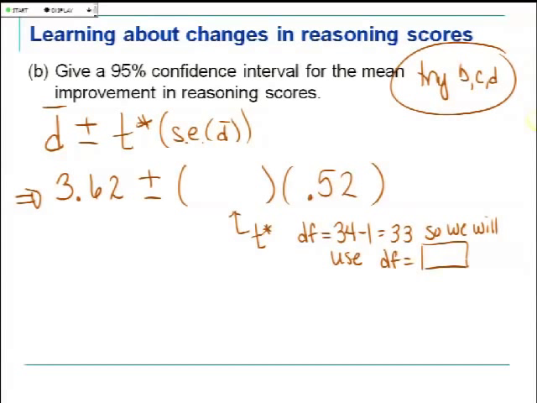30 is closer, but also the one we'll always use is to go back to the smaller. Because if you went to a larger value, you are assuming you have a little more data than you really do. And that might make your interval a little too narrow. So let's use the 30 degrees of freedom conservatively, and what is that multiplier? A little more than 2? 2.04.